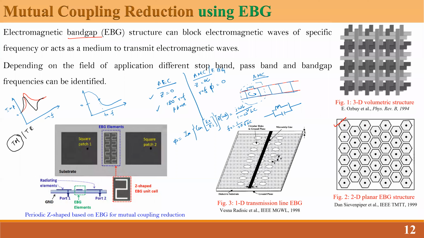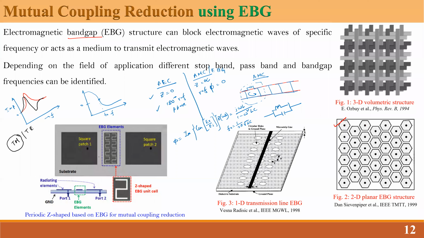Now I am keeping these two antennas, this is one antenna and this is another, and in between I am keeping something like this. This is my feeding point, and I'm saying that these EBG structures help me reduce the mutual coupling. The question is how? Now you have a basic understanding of the EBG through all these expressions, so we are discussing this.